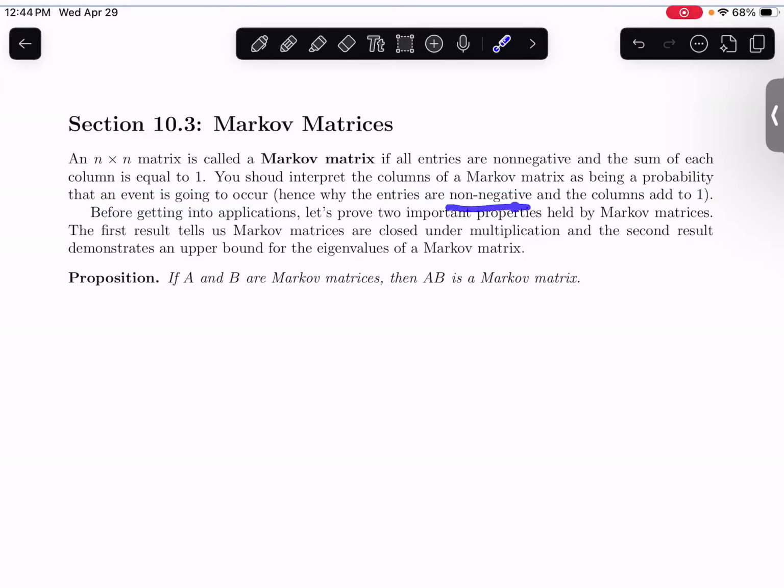That's why the entries are non-negative, because probabilities are always non-negative. The columns have to add to 1 because something has to happen. There has to be some sort of outcome that occurs within the sample space that you have.